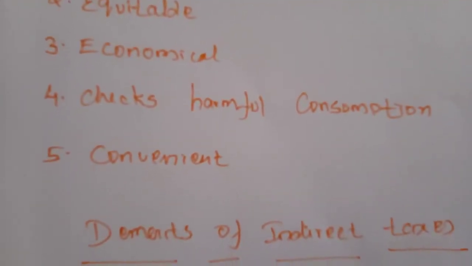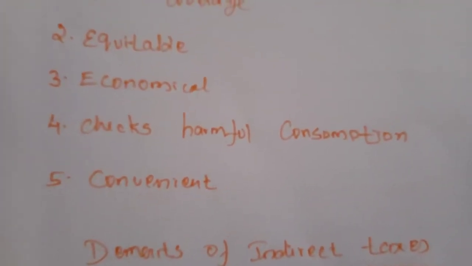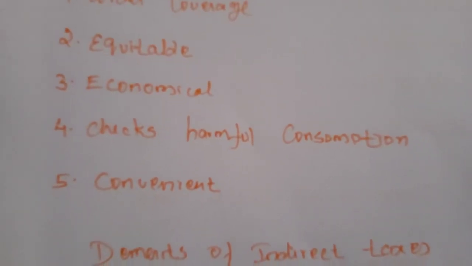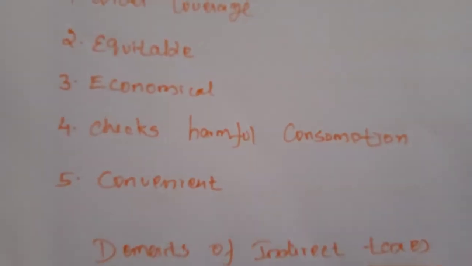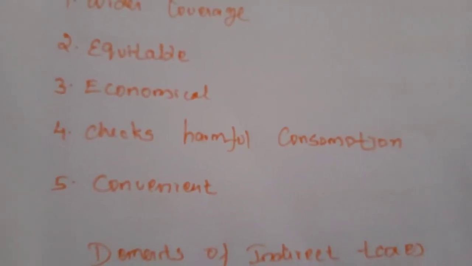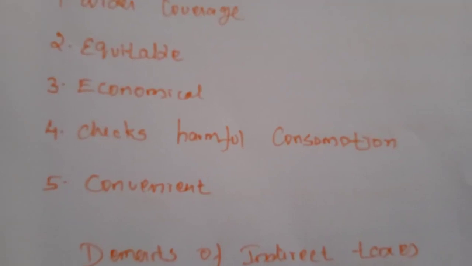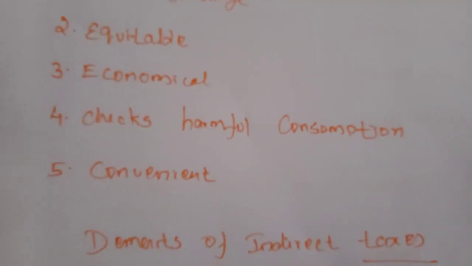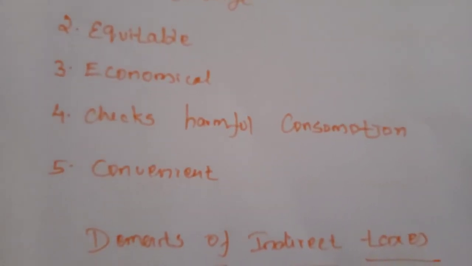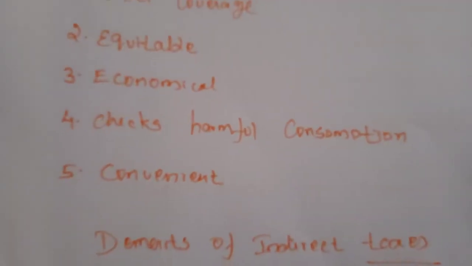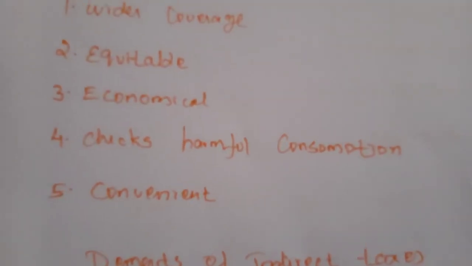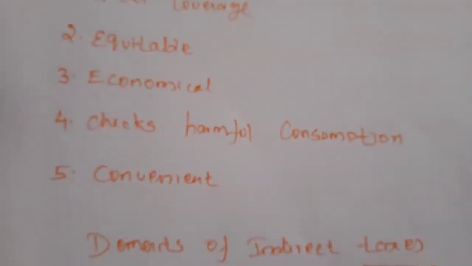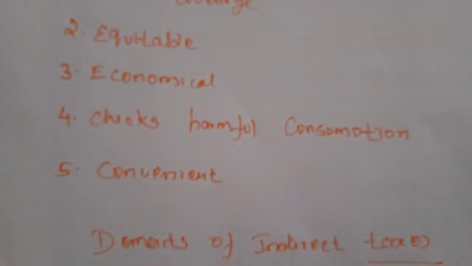Next, convenient. The indirect taxes are levied on commodities and services. Whenever consumers make a purchase, they pay tax along with the price. They do not feel the pinch of paying tax. As I said already, everyone has to pay the tax even when purchasing a matchbox. Since the tax is paid along with the price, the consumers never feel they are paying that tax.